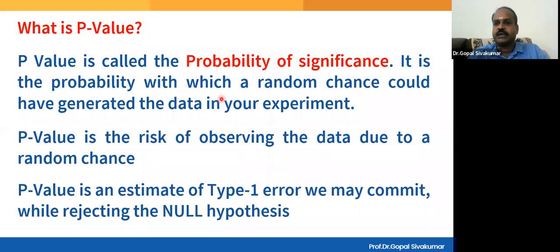It is the probability with which a random chance could have generated the data in your experiment. I observed something in my experiment. That means I expect the same thing to happen the next time also. When I repeat the experiment, the same thing I should observe. Suppose I repeat the experiment and I don't observe the same thing, what does it mean? Then what you observed the first time is due to a random chance, a mere luck factor, or a mere coincidence, isn't it?